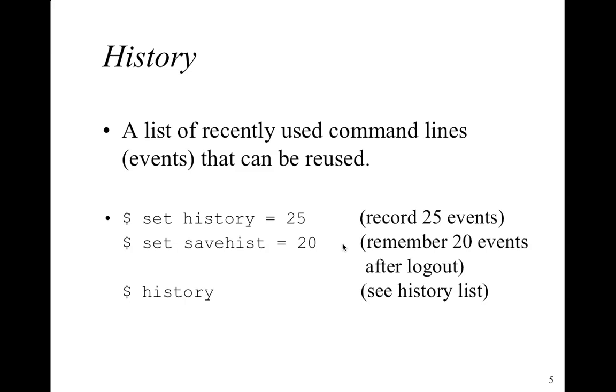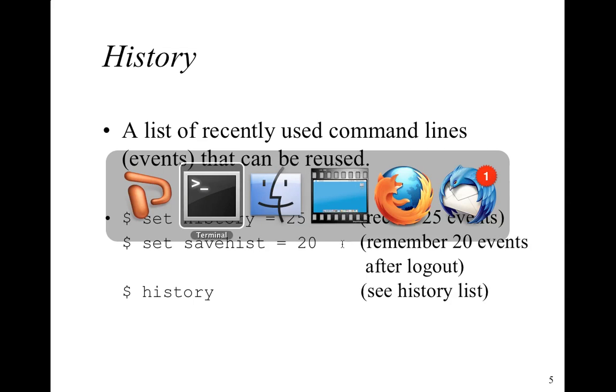One of the best parts about the shell is the history. And actually, I sort of demoed that to you a few minutes ago by using the arrow keys, and I'll go back and show that to you in a few minutes. But you can get a list of the recently used commands, or events, and you can reuse them. So set history equal to 25. It's going to record 25 events. Set savehist to 20. It remembers 20 events after you log out, so it keeps them in a file that's persistent. To see the history list, you type in history.